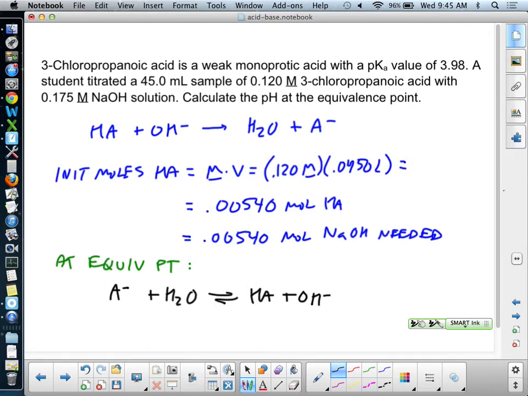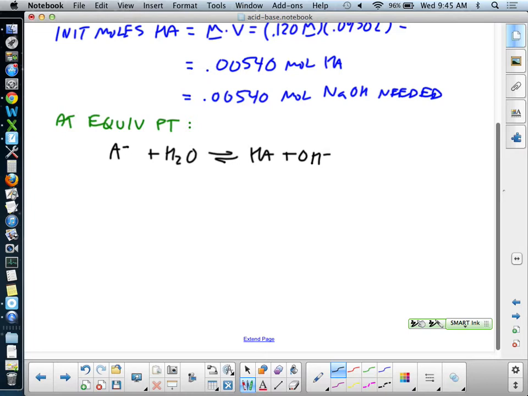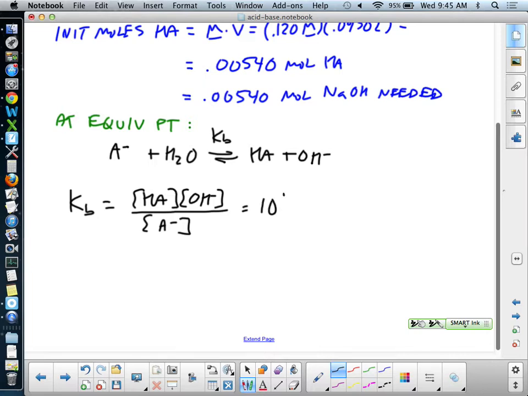So in order to calculate the pH, what do we have to calculate? Well, one, we're going to need pKb. Very good. This equilibrium is governed by Kb, and I can just write out the Kb expression. Kb is equal to the concentration of conjugate acid formed times the concentration of hydroxide divided by the concentration of A minus at the equivalence point.